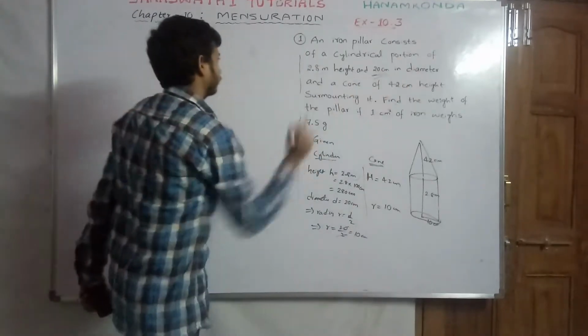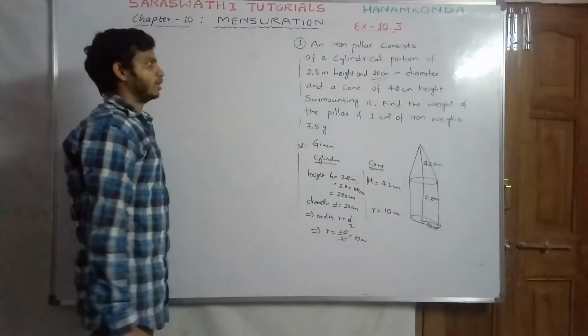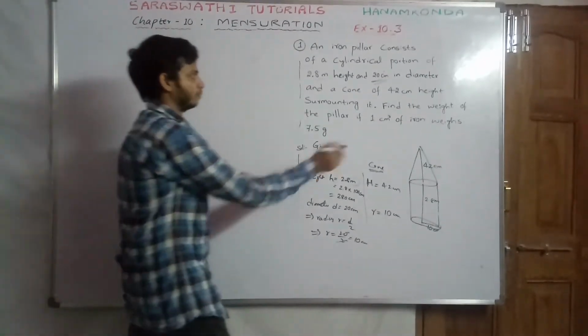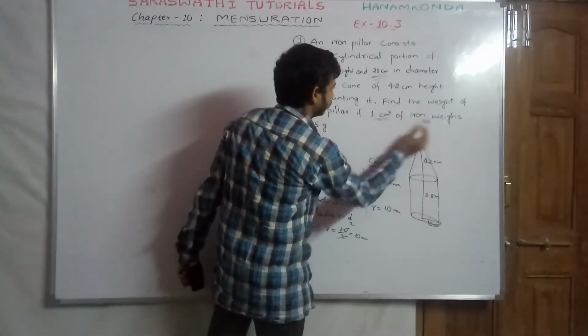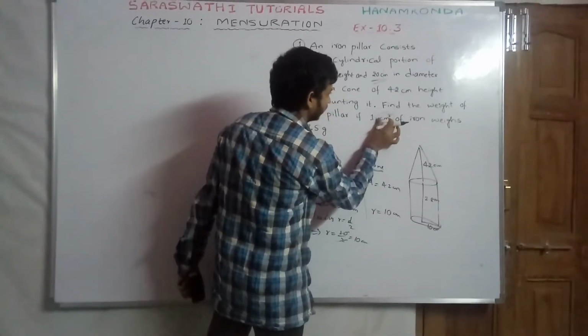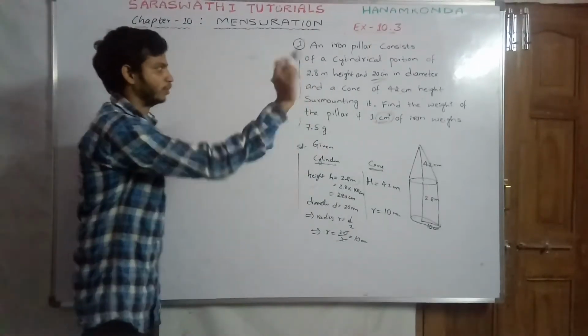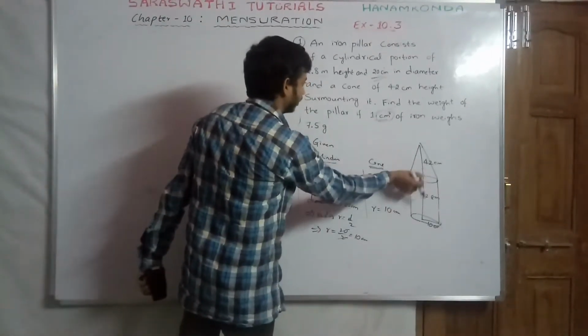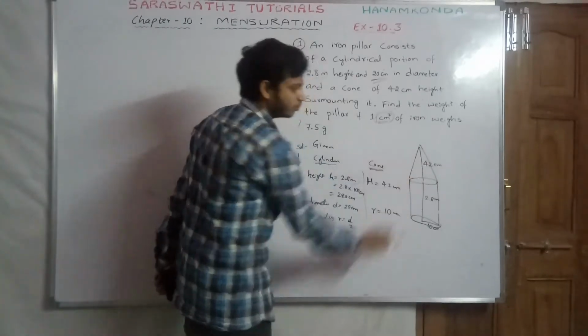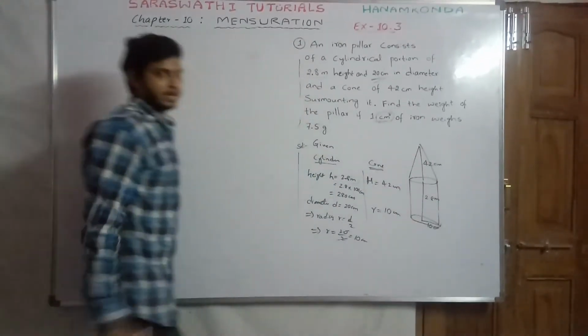Okay. So now, find the weight of the pillar if 1 cubic centimeter of iron weighs 7.5 grams. So here 1 cubic centimeter of iron weighs 7.5 grams. That means the units are given in terms of cubic units, and we know that cubic units are used to find the volume. So find the volume of this solid. That means find the volume of this pillar. To find the volume of this pillar, we have to add the volume of this cone to the volume of this cylinder.